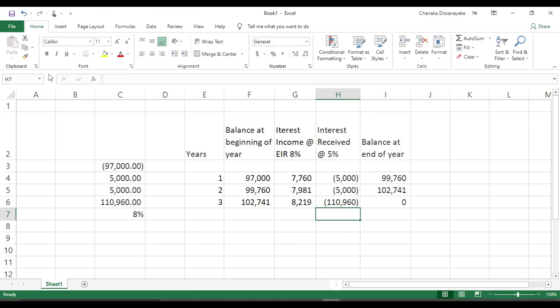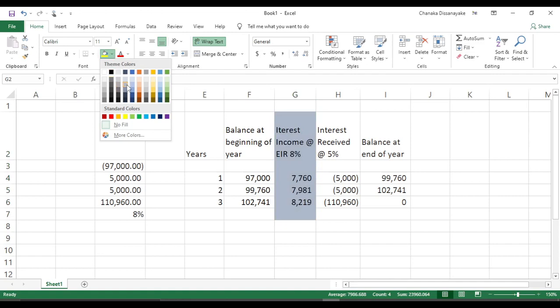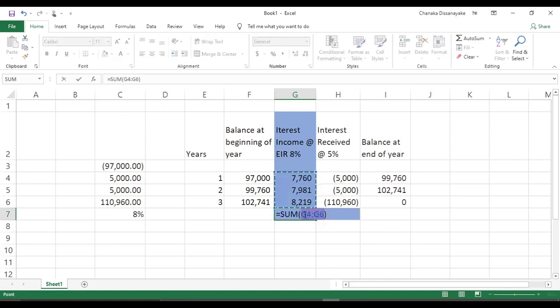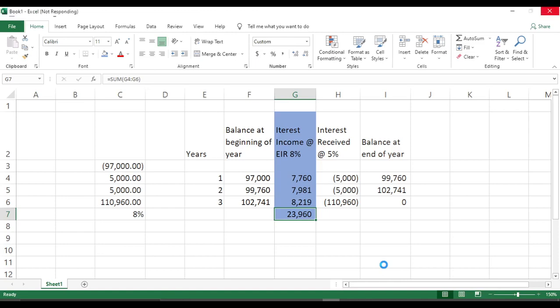Now look at this column. I wanted to highlight the importance of this column. Okay, go and see this column. How much is the total of this column? It's 23,960. That column balance is 23,960. This is the total return we got.